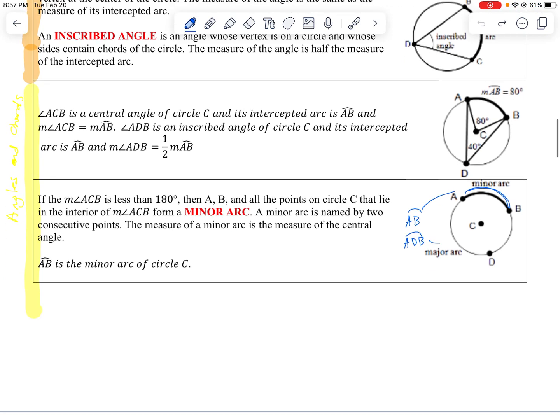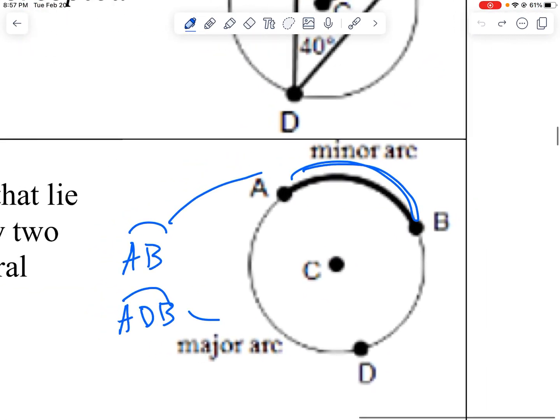Another thing you need to be aware of is another naming thing. When we name arcs, I would name this arc here arc AB. We should use AB with the arc symbol on top. But sometimes you want to go the other way, and there are names for those. The shortest distance between 2 points is always called the minor arc, but going the other way around is called a major arc.